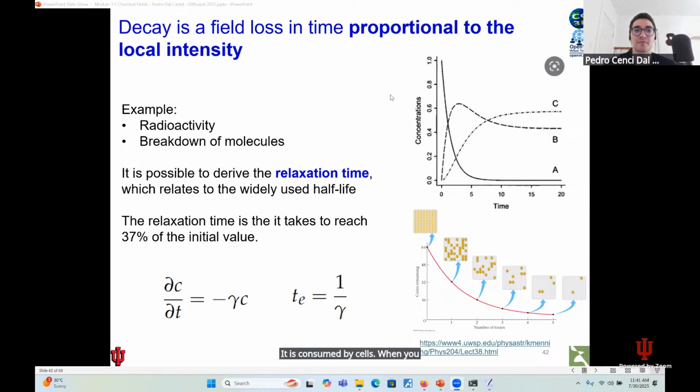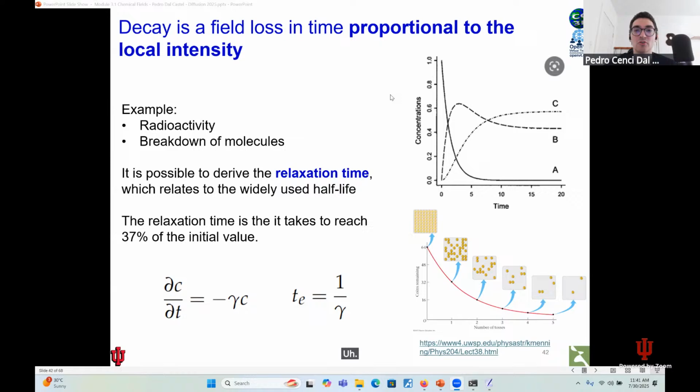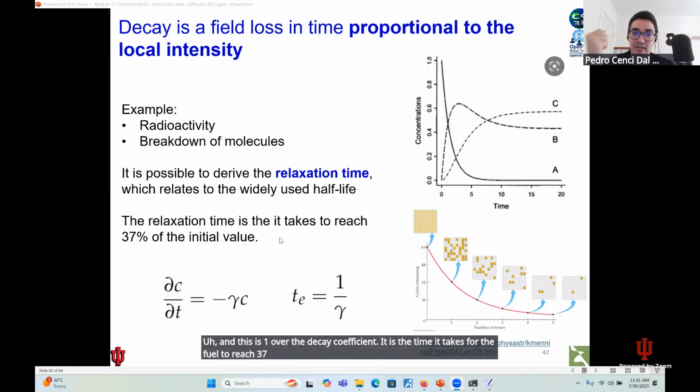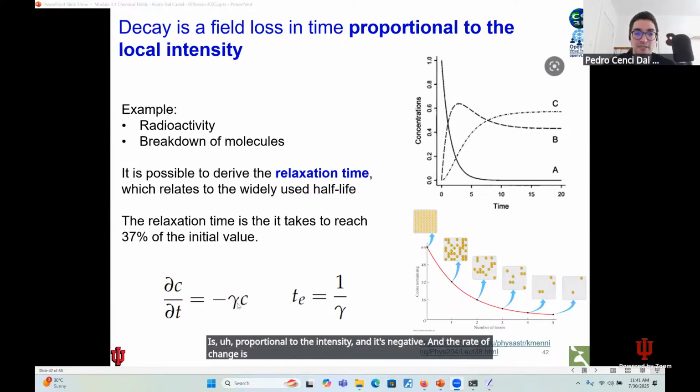When you have decay in the diffusion equation, there is a relaxation time. So there is a typical time it takes for your field to reach the steady state. And this is 1 over the decay coefficient. It is the time it takes for the field to reach 37% the initial value. Okay? The decay equation is simply the rate of change of your field is proportional to the intensity and it's negative. And the rate of change is given by the diffusion constant.